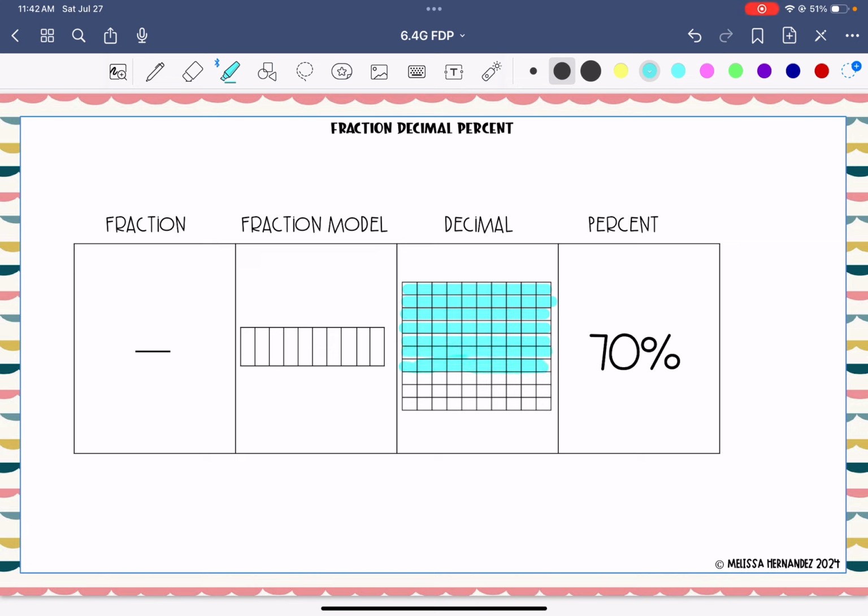So this would be 70 out of 100, okay? But I'm going to simplify that, and I know they're both divisible by 10, my numerator and my denominator. So it just becomes 7 out of 10. So that means for my fraction model, I'm going to shade in 7. And then I'm done.